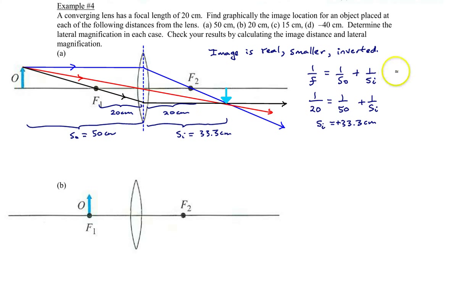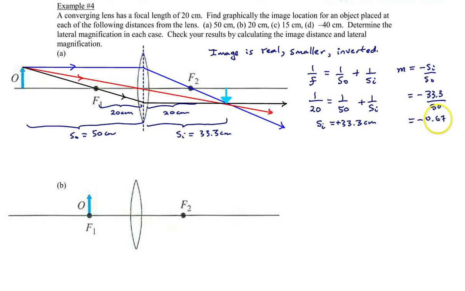We also could check the magnification by using the magnification equation, negative SI over SO. That is negative 33.3 divided by 50, and that gives you negative 0.67. So this tells you 2 things here. Since it's negative, that means that it's inverted. Since it's less than 1, that means it's smaller for the magnification. That means the image is smaller than the original object.